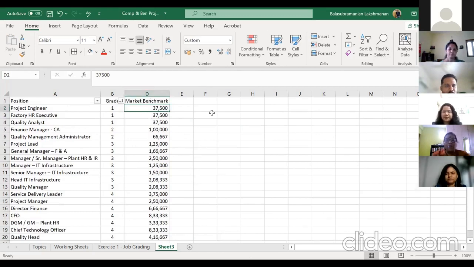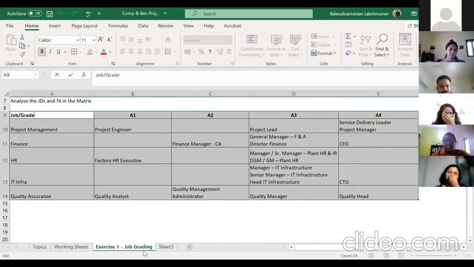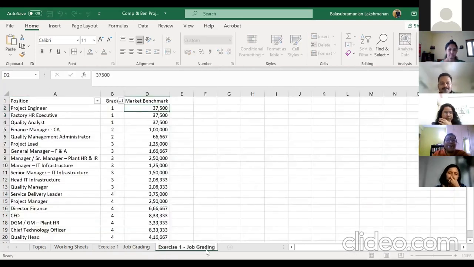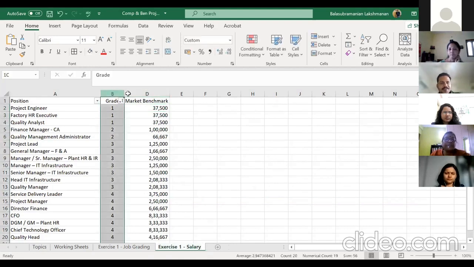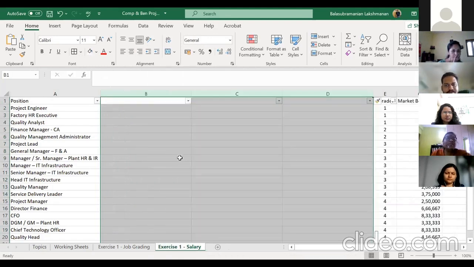Okay. Now what are we going to do? Fix salaries. So what do you need to do now? Like I said earlier in ranking, also categorize or group. Let's go to sheet 3. What we can do now is select both grade data and market data. Okay, now go to insert. Go to scatter graph.